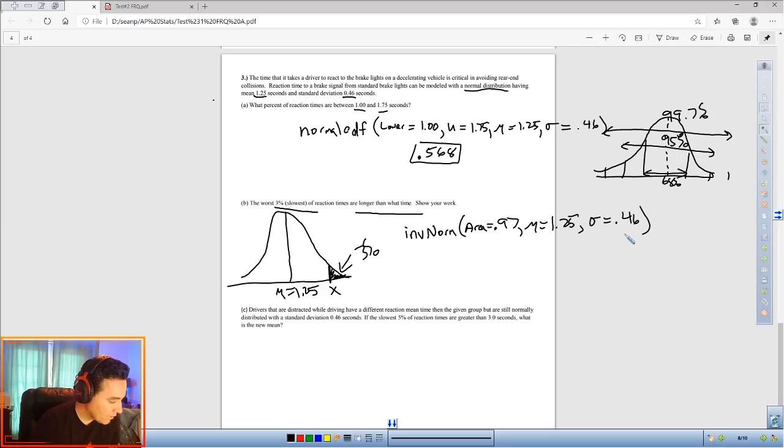So 2.11 is the actual point. And this will be units, so I better put some units on there: 2.11 seconds.